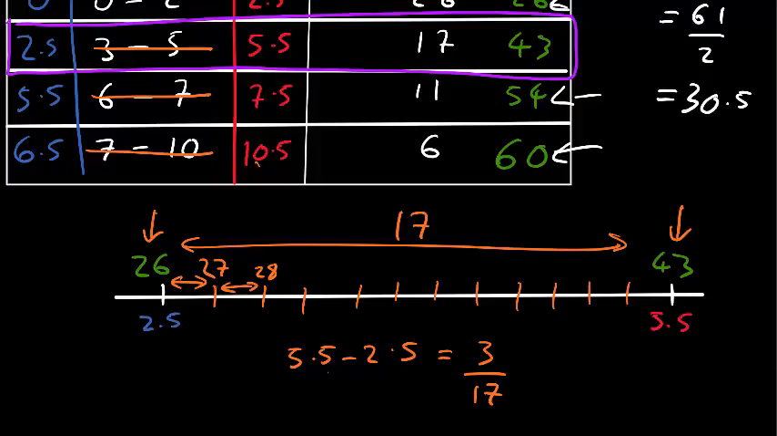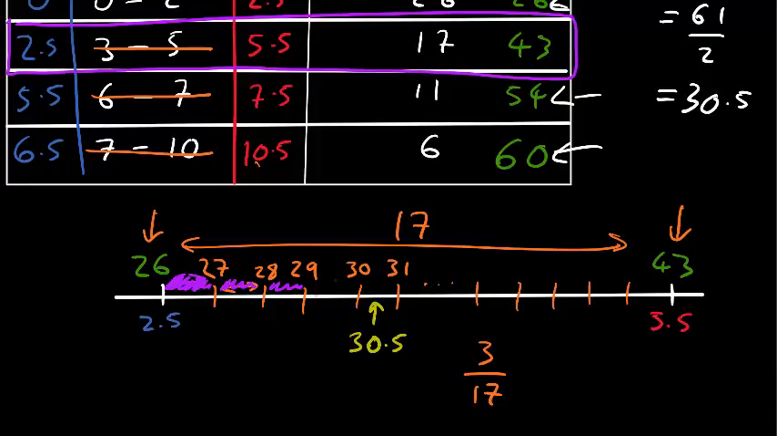So each one of these intervals is worth 3/17. That interval there is worth 3/17. That interval there is worth 3/17. Just assume there's 17 points in there. So I'm looking for the 30.5th value. There's 27, there's 28, there's 29, there's 30, there's 31. So I know that the 30.5th value, the one which I'm after, must lie halfway between the 30th and the 31st value.